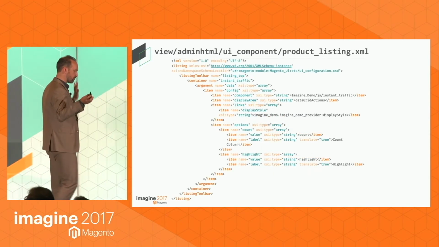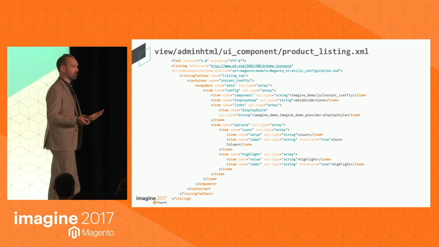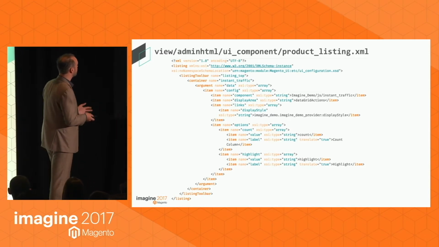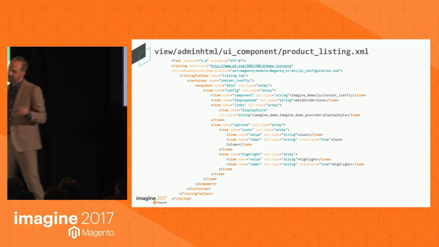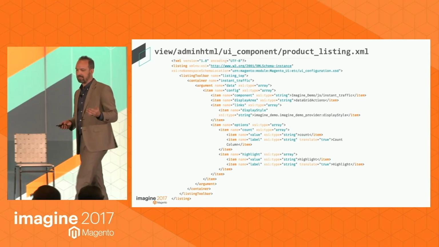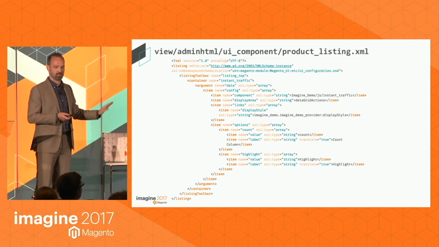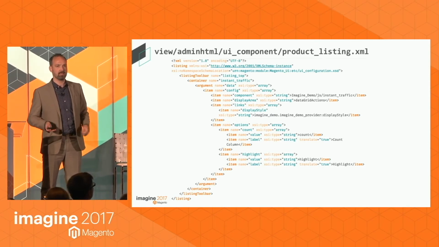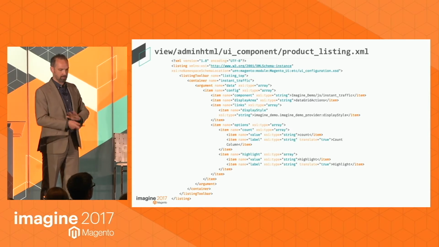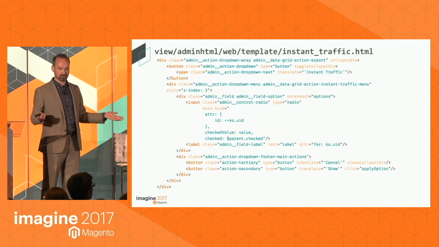All right, this is the product listing XML that does this job. It overrides product listing, and it says the listing toolbar named listing top. There's a container named instant traffic, and it has this JavaScript constructor, and it links to this other component elsewhere in the tree, wherever it happens to be, that displays the visualization. It should receive this data at runtime. Done. And then there's an HTML template.